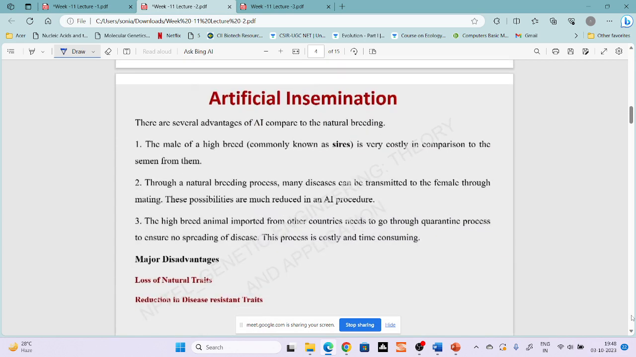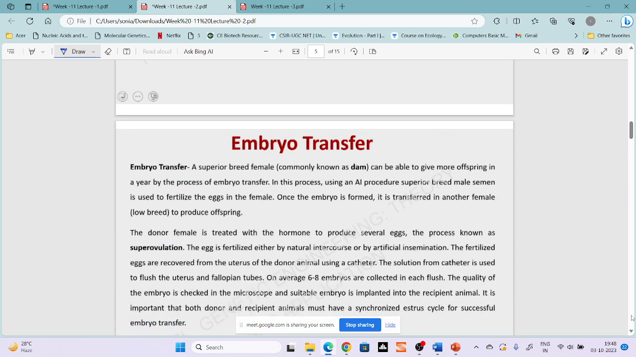Then, these are some of the advantages and disadvantages that you can go through. Then we come to embryo transfer. First you should understand the term superovulation. Generally, each estrus cycle leads to the release of one egg. Okay, each estrus cycle leads to the release of one egg.